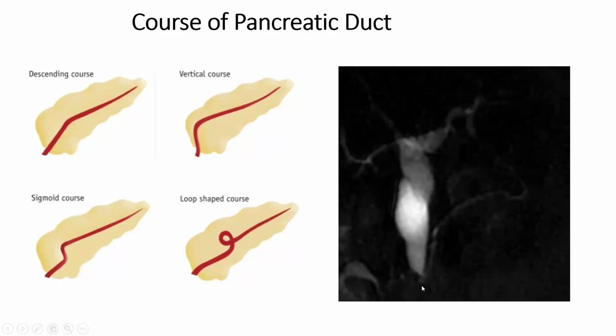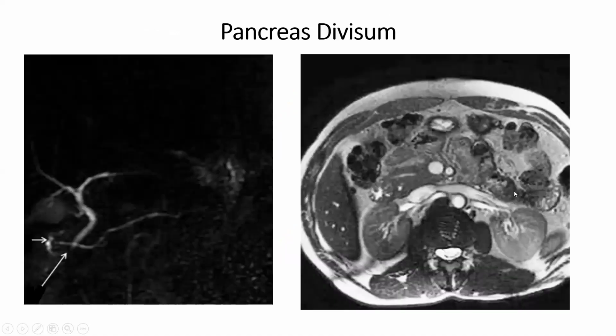And this is a vertical course of the MPD, which we commonly see. Then pancreas divisum, this is one of the types of pancreas divisum. And what we commonly see is that the main pancreatic duct drains here by the dorsal duct, and it passes anterior, you can see in this axial image, anterior to the CBD, and then it drains into the duodenum.